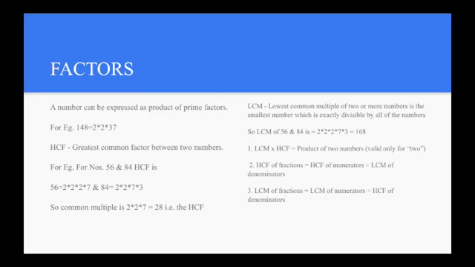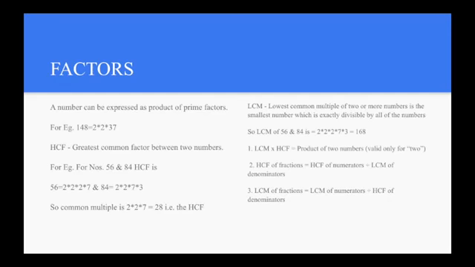HCF is the greatest common factor between two numbers, that is, a number which can actually divide both the numbers. For example, if I have the numbers 56 and 84, what will be the greatest number which will divide both 56 and 84? Some would say 7. Yes, 7 can divide 56 and 84, but it is not the greatest number which will divide 56 and 84. So to find that number, we have to write 56 as a product of different prime factors, that is 2 to the power 3 into 7, and 84 as 2 to the power 2 into 7 into 3.